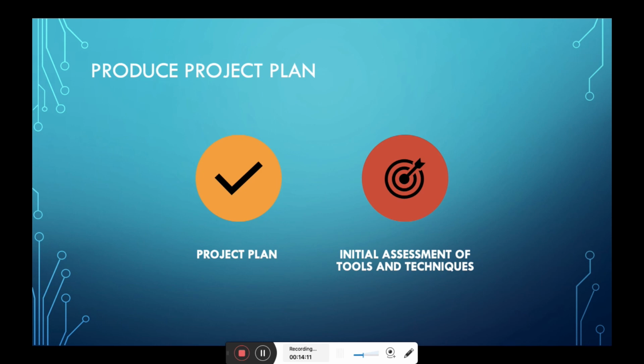Now, in the next session, I will talk about stage 2, which is data understanding, and so on and so forth.